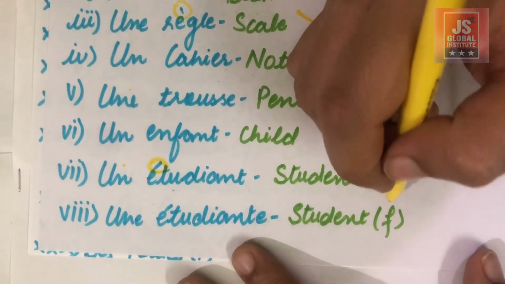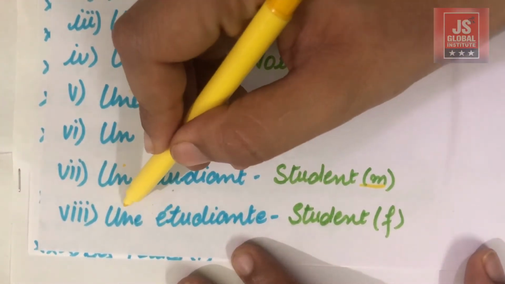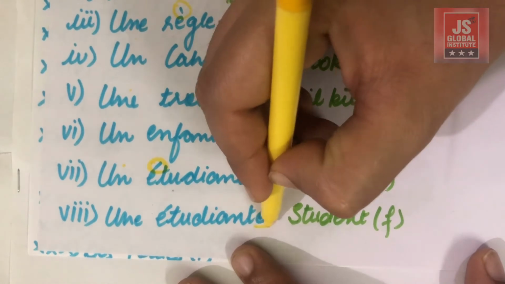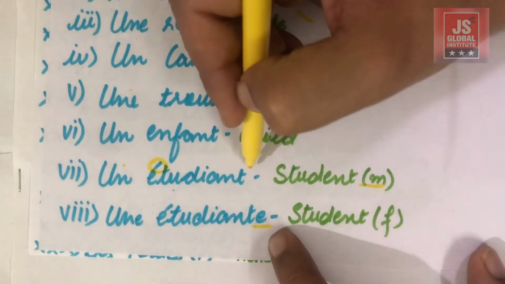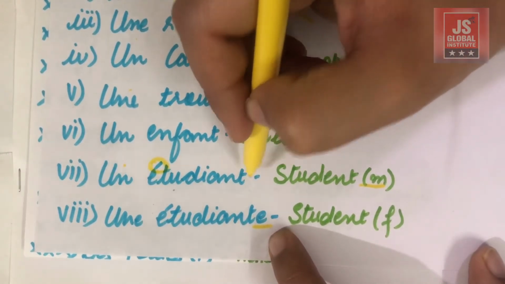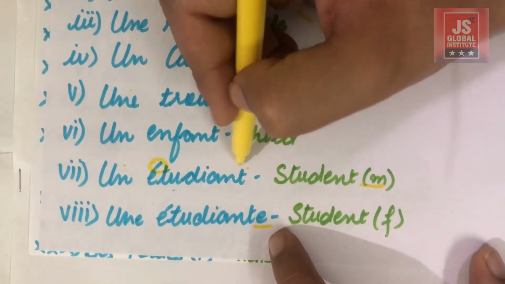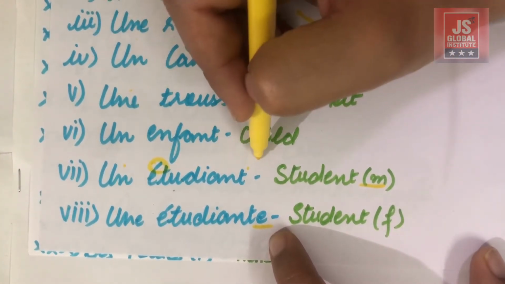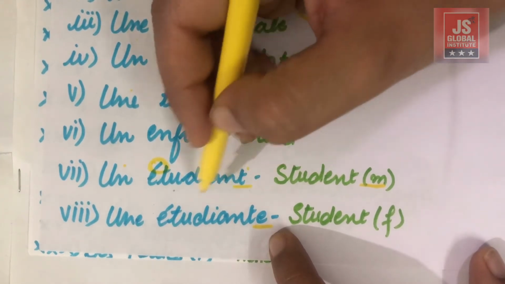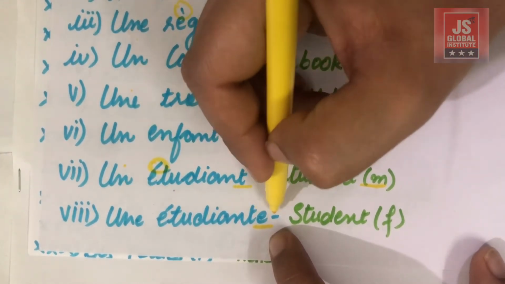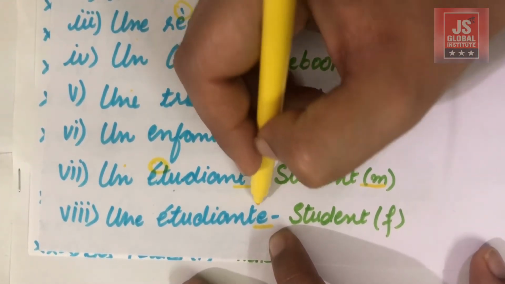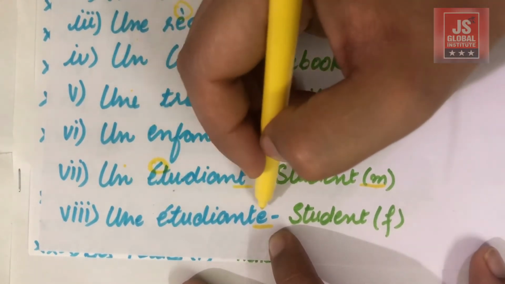So for feminine gender, what we use is une étudiante. So here we add a to this word. Alright, and the sound also changed. It was un étudiant. We do not pronounce T here, but here E is after T, so we pronounce T also, and it becomes une étudiante.